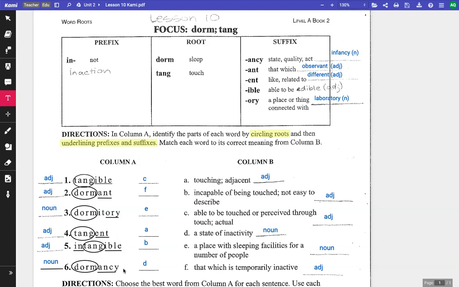And finally, dormancy, a state of inactivity. So we can describe something as being dormant, or we could say they are in a state of dormancy when they are in that state of inactivity.